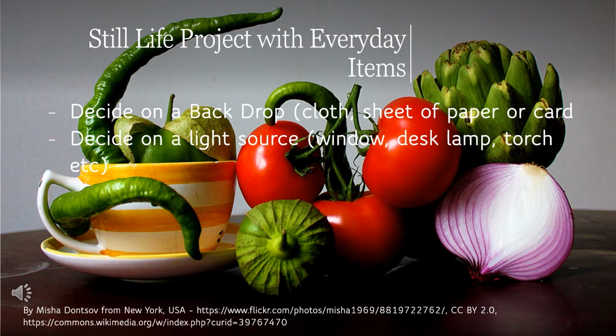Also, have a think about what kind of backdrop you would like to use for your composition and what kind of surface you would like to place your items on. You can choose really anything from a brick wall or an old table or a piece of cloth, sheet of paper or card. You could decide on the color you want to use, a color that works well with your items, and decide on a light source. It is very easy to use natural light. You can use a window, you can use a desk lamp or a torch, and just have a play and see what looks good when you look at your composition.